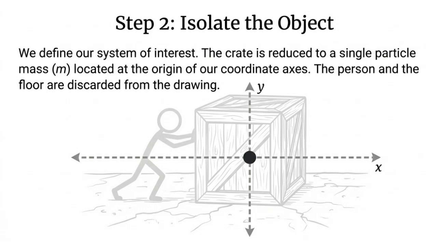Next, we focus on the object itself by defining our system of interest. In this case, we simplify the crate by representing it as a single particle with mass placed at the origin of our coordinate axes. By doing this, we remove the person and the floor from the analysis, allowing us to concentrate solely on the crate's motion and forces acting on it. This approach makes the problem easier to handle mathematically while preserving the essential elements we need to study.